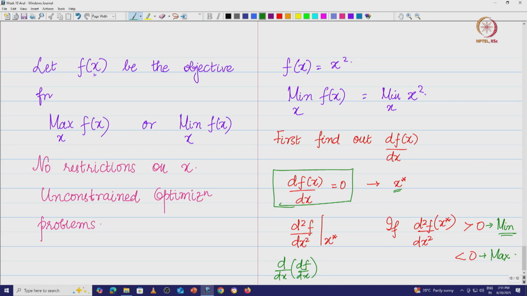Similarly, if d by dx of df by dx, that means the slope of the slope, is less than 0, we say we have hit a maxima, and from there on you are going to get a negative slope, which means you have hit a peak. Now, it could also be equal to 0, in which case you just call that a critical point. Of course, when you look at a multivariable function, this is going to be a bit different. We are going to give a different name for that. So, let us look at that.